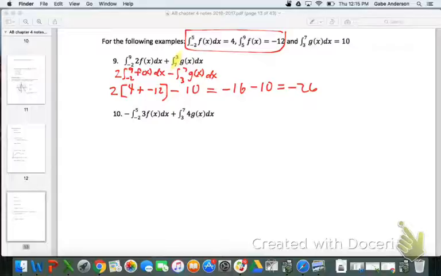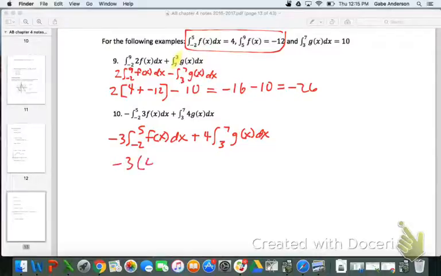All right, so number 10, slightly less involved, but still challenging. I would get the 3 out. I would also get the 4 out. They're both constant multiples. So you could write this as negative 3 times the integral from negative 2 to 5 of f of x dx plus 4 times the integral from 3 to 7 of g of x dx. So we directly have these, right? Negative 2 to 5 of f of x is 4, so it'd be negative 3 times 4 plus 4 times 10 for the other one. So this ends up being negative 12 plus 40, which is equal to positive 28.